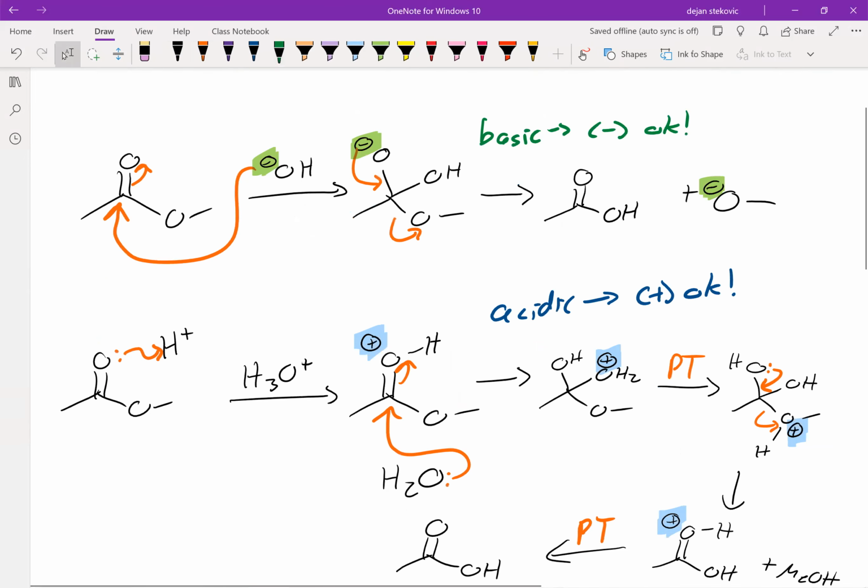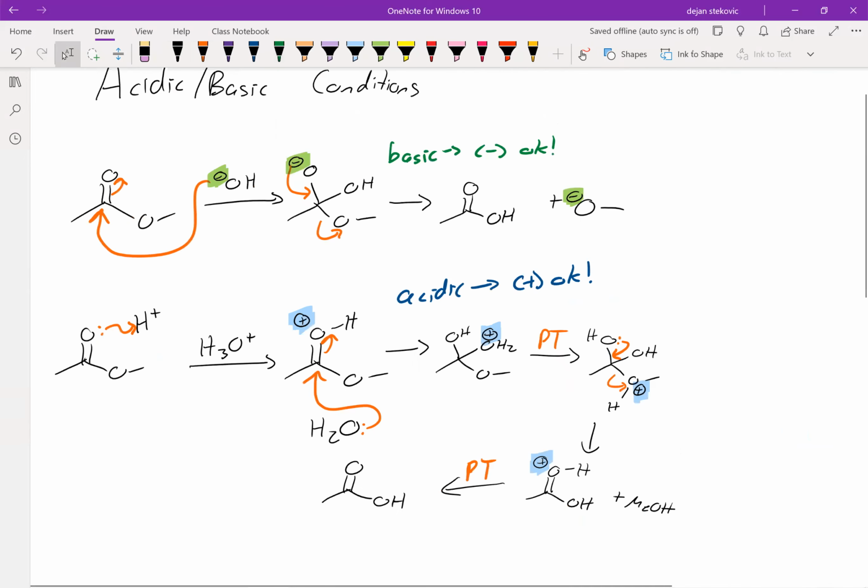But when you're under acidic or basic conditions, you want to think about what charges and what compounds would logically exist under said conditions.